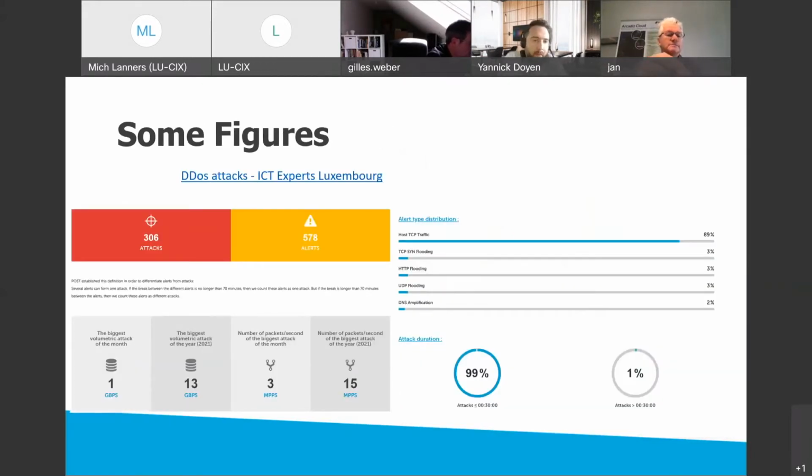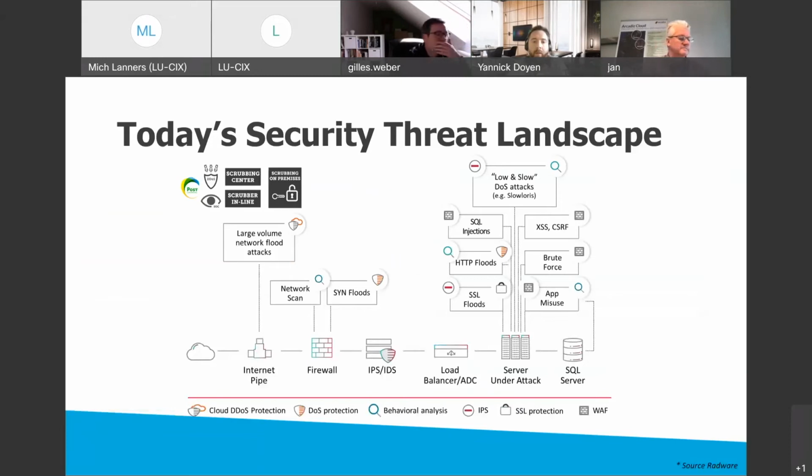Since 2019, we also publish every month some statistics about DDoS attacks. Of course, it's only some of them, but you can have a look at the website ICT Experts Luxembourg to check every month. At this stage, you should be a bit more confident with your provider, as you know it is able to protect the backbone. And we can have now a look at the customer level.